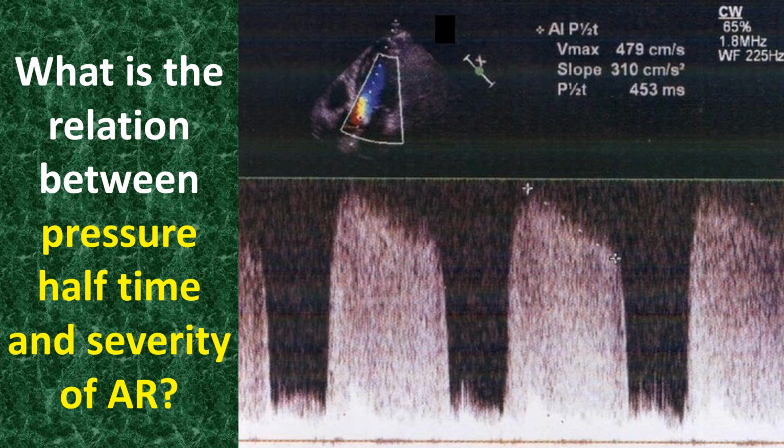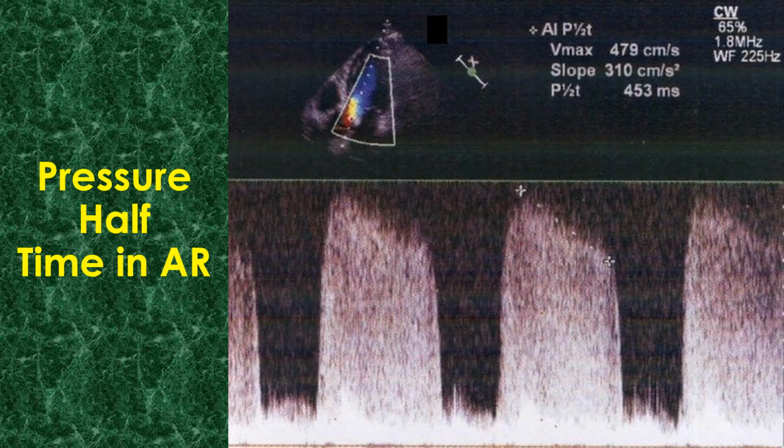Pressure half-time of aortic regurgitation jet is measured from the apical 5-chamber view using continuous wave Doppler echocardiography. PHT decreases as the severity of aortic regurgitation increases. Picture demonstrates measurement of pressure half-time of aortic regurgitation jet using continuous wave Doppler from the apical 5-chamber view.